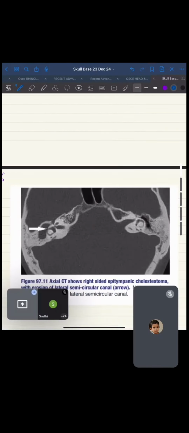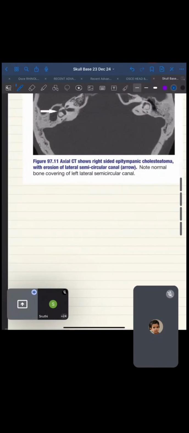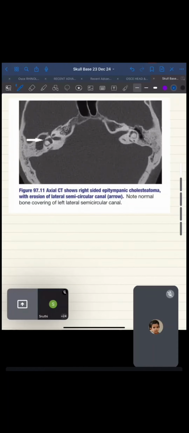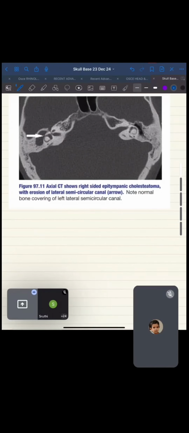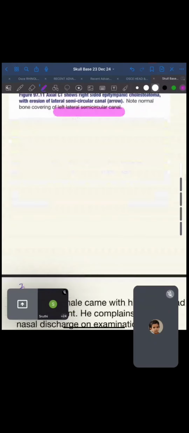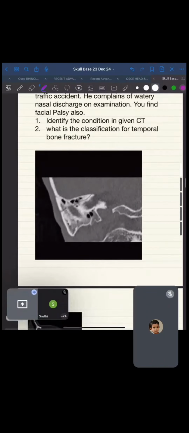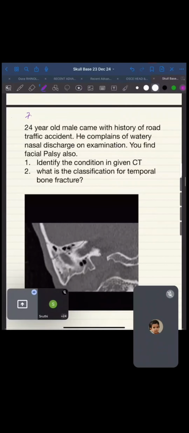Okay. Now coming to this again, these images are all from the skull base section of Scott Brown. That's why they are coming in continuation. Now over here, what they are saying is, see it once. Basically, this is the finding, nothing else. Okay, this is the finding for your fistula over the semicircular canal. Okay. Now again, moving ahead to one of the important topics for you.